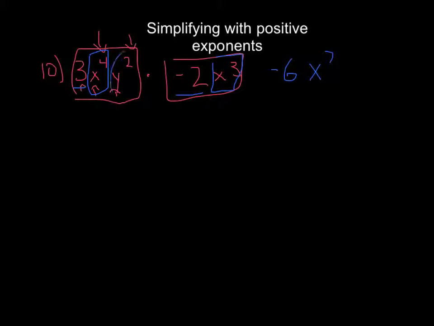And then we want to take care of the y's. There's no y over here, so it's just y to the second. So that would be the first one simplified: -6x to the 7th, y to the 2nd.